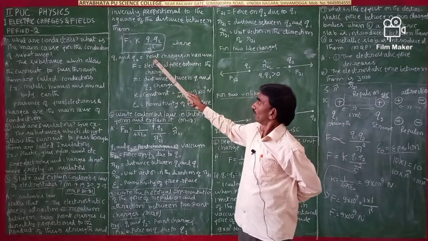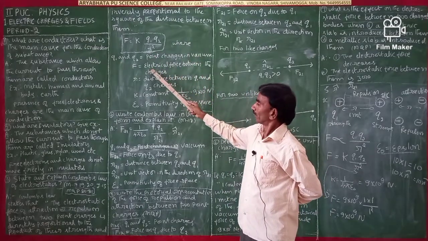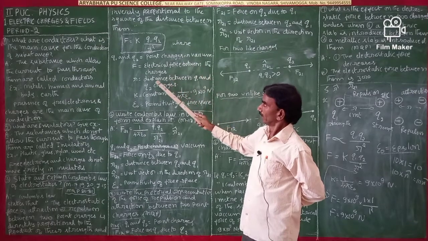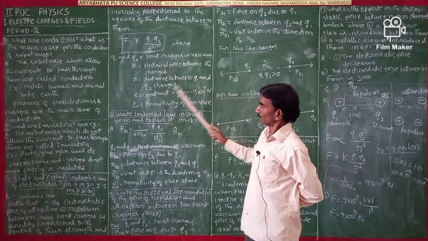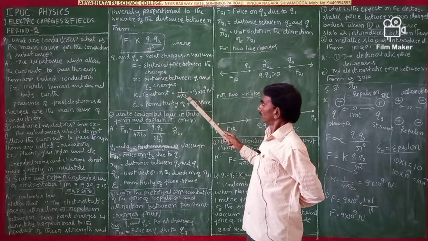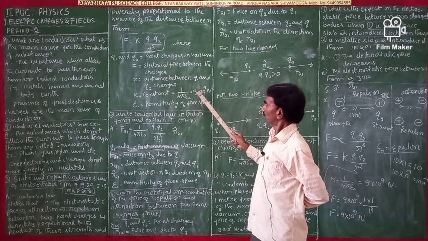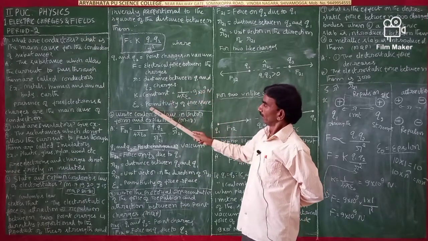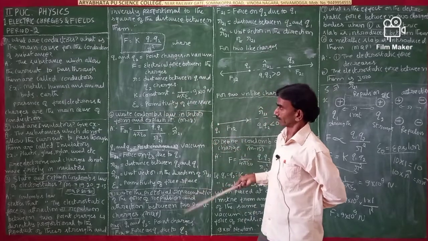Q1 and Q2 are point charges in vacuum. F is equal to the electrical force between the charges. R is equal to the distance between Q1 and Q2. K is a constant, equal to 1 by 4 pi epsilon naught, which is equal to 9 into 10 to the power of 9 Newton. Epsilon naught is equal to the permittivity of free space.